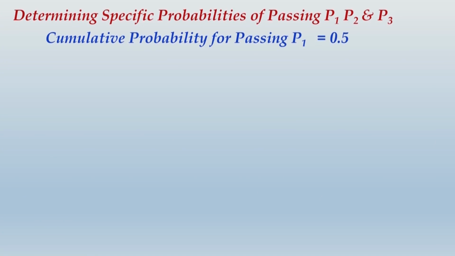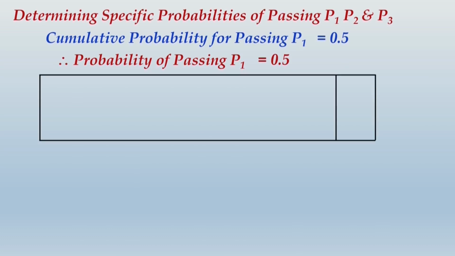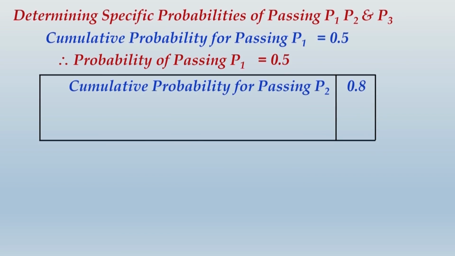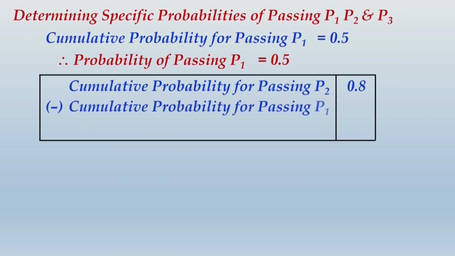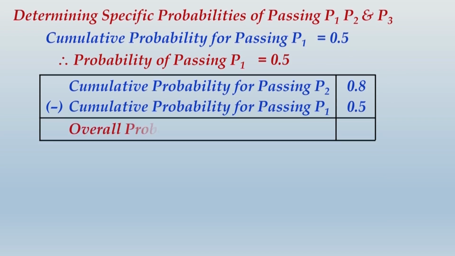Cumulative probability for passing P1 is 0.5. So probability of passing P1 itself will be 0.5. However, when you go to P2, the cumulative probability for passing P2 is 0.8 minus the cumulative probability of passing P1, that is 0.5. The overall probability for passing P2 will be 0.8 minus 0.5, that would give you 0.3. Now, that doesn't mean that the probability of passing P2 is 0.3. This is the overall probability for passing P2.